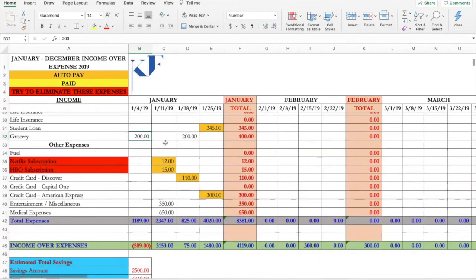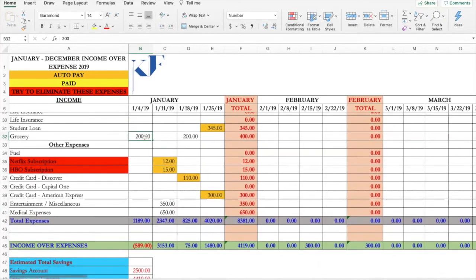Also, groceries: you want to try to move that to the following week, because if you notice, the income over expenses for the second week is actually $3,000 more than expected. So why not move your grocery over to the second week, remove it from the first week, and as you can see, your income over your expenses basically is reduced by $200.